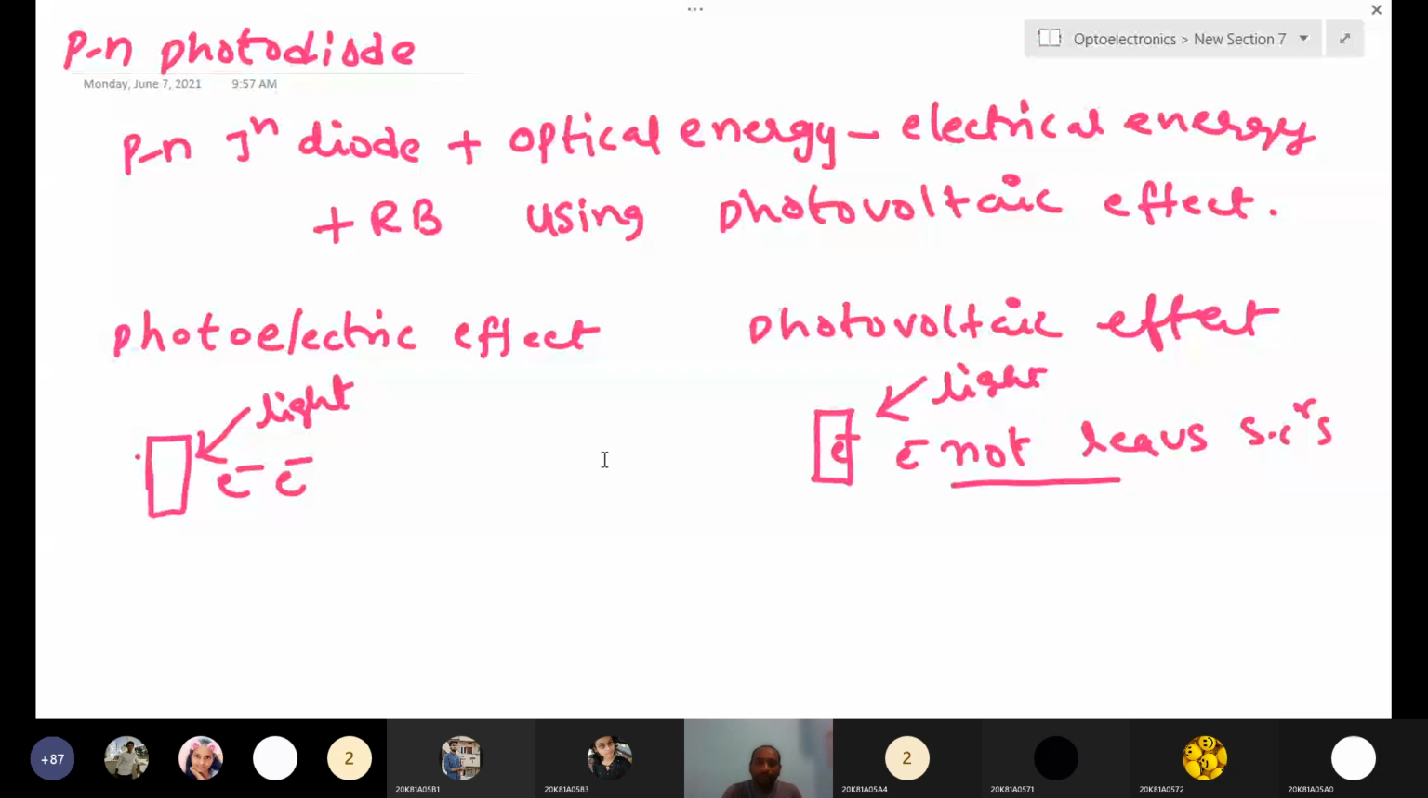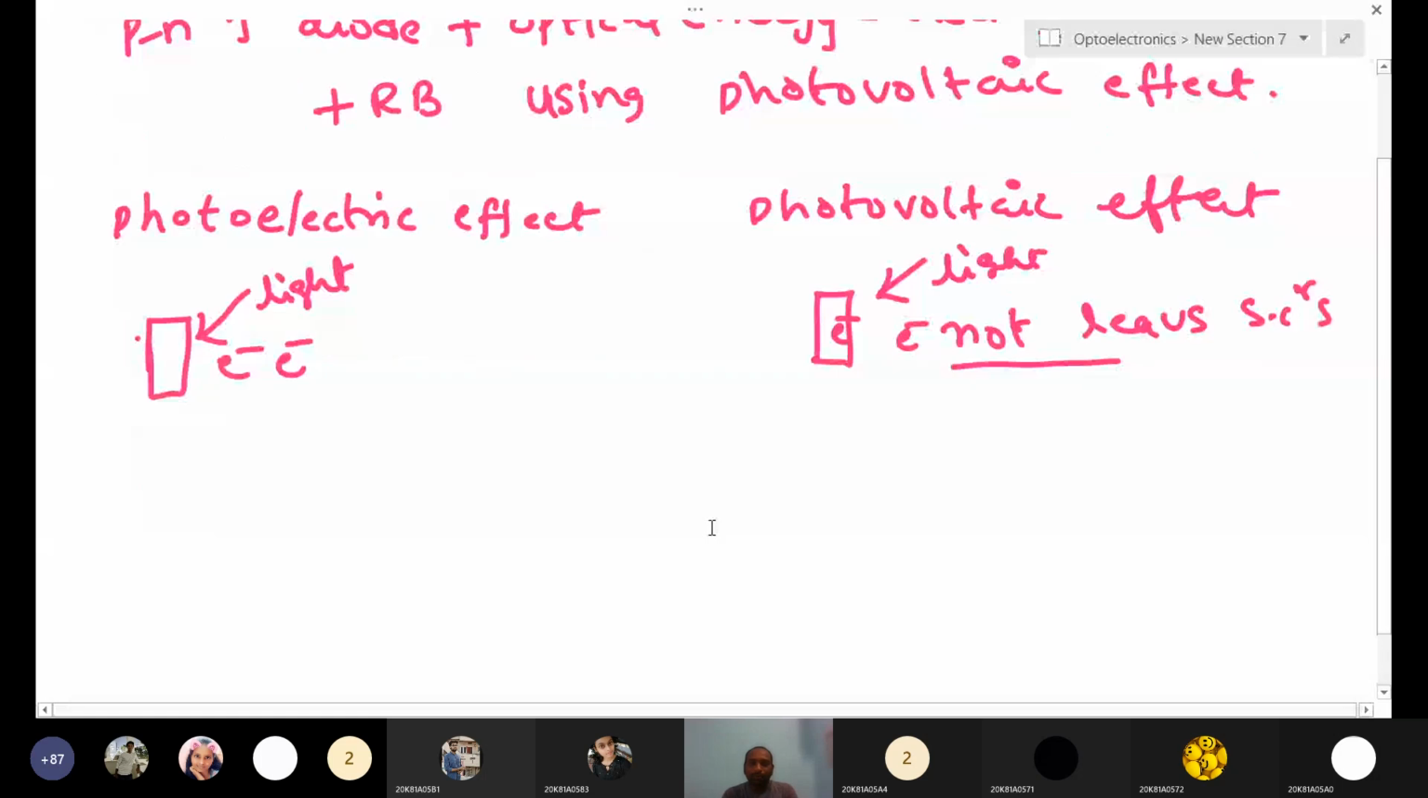In photodiodes, sensors, photodetectors and solar cells, we use only the photovoltaic effect. We are using light to free the electrons. We are generating the electrons, but these electrons stay within the material. They will not come out of the surface and will not leave the material. That is the difference between photoelectric and photovoltaic.